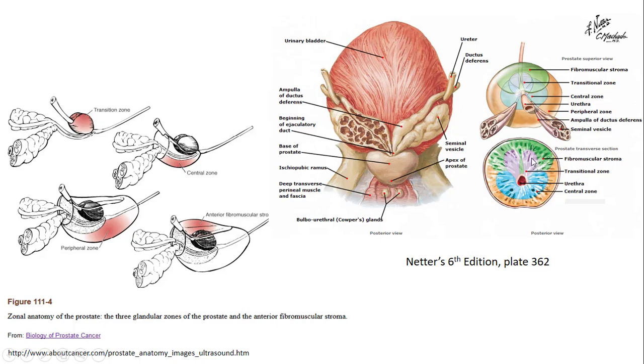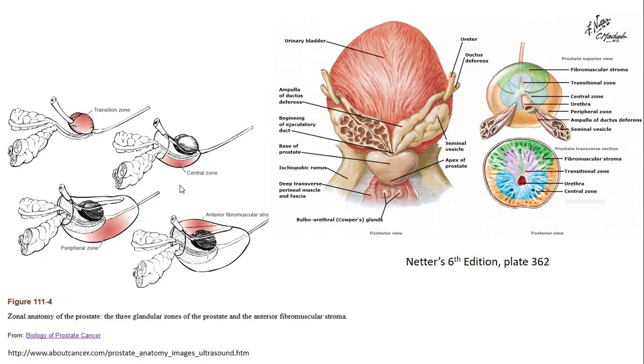I've lost my cursor. There it is. The transition zone is the purple area here. And you can see how that transition zone wraps around the urethra, just like that. So it can cause some issues with the bladder. And then the central zone here is in blue. It also wraps around the backside of the urethra, but where it's really wrapping around is the ejaculatory ducts. And then the ejaculatory ducts go into the seminal vesicles, and that's where you'll find some of the tumors.